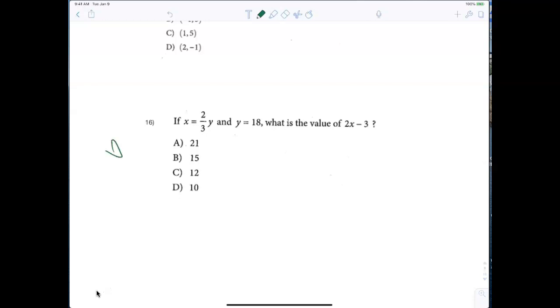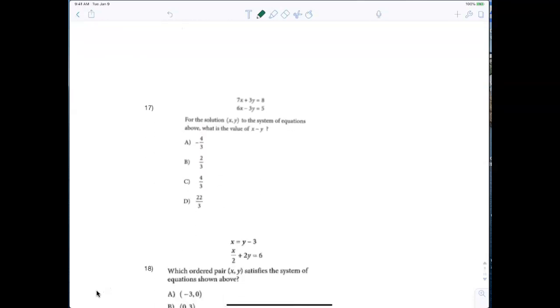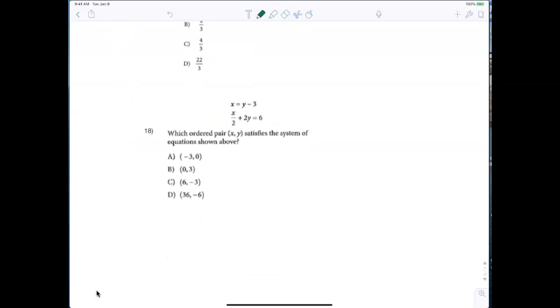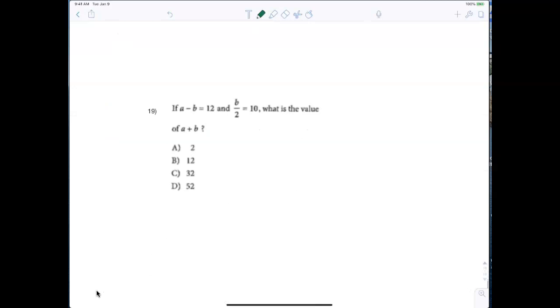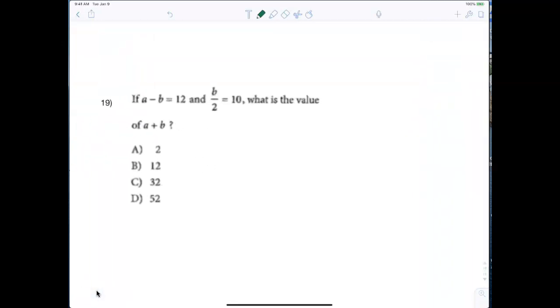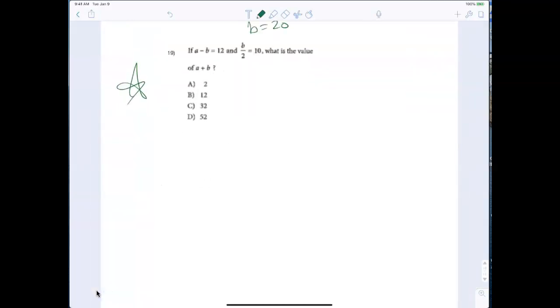16, I think you can do pretty good. 17, I think you can do. 18, I think you can do. That's a substitution. Yeah, definitely you can do 19. What does B equal in number 19? I think we've already had this on the test before. Yeah, B equals 20. All right, so don't forget that one.